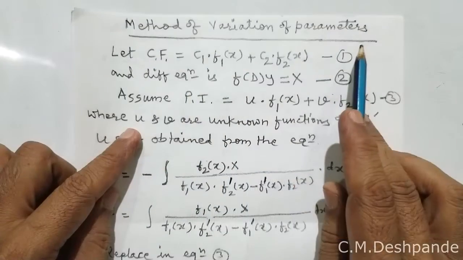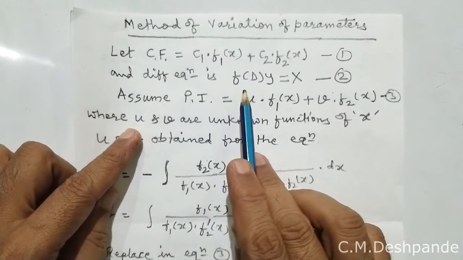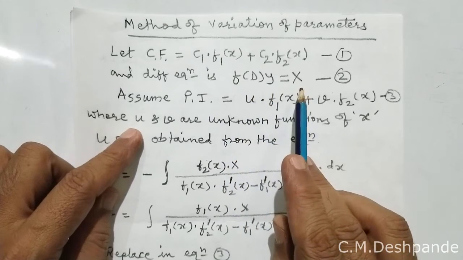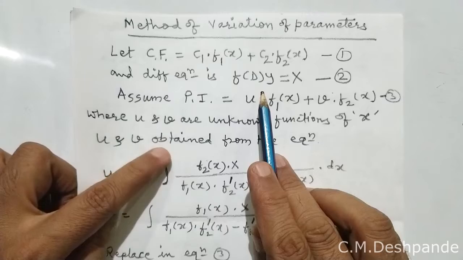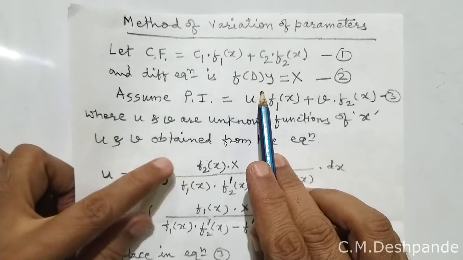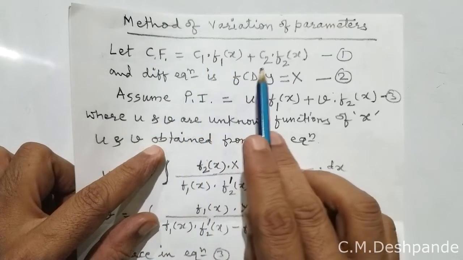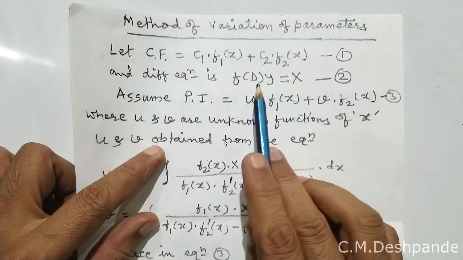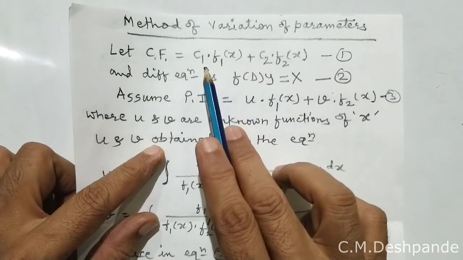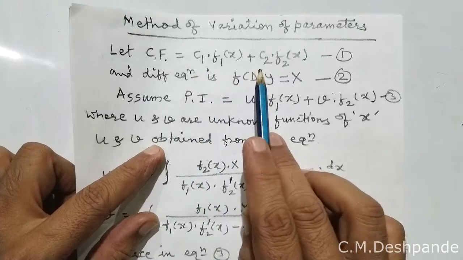And in this method, first observe the right side function capital X, and if it is observed that shortcut methods are not applicable, then usually try this latest method of variation of parameters. Suppose the differential equation is f of D operating on y equal to capital X, and this is a second order differential equation. Then the complementary function is usually expressed in this form: CF equal to C1 into f1 of x plus C2 into f2 of x. For a second order differential equation, it has two arbitrary constants, C1 and C2.